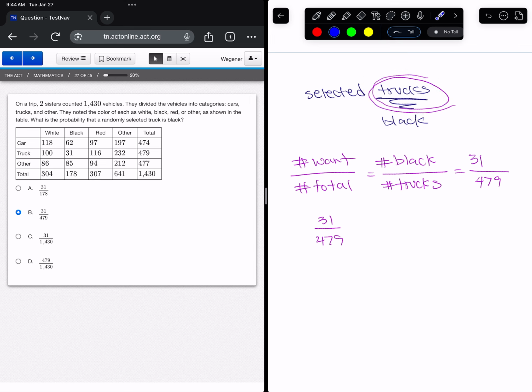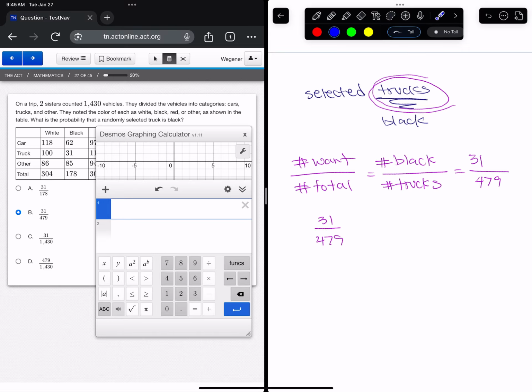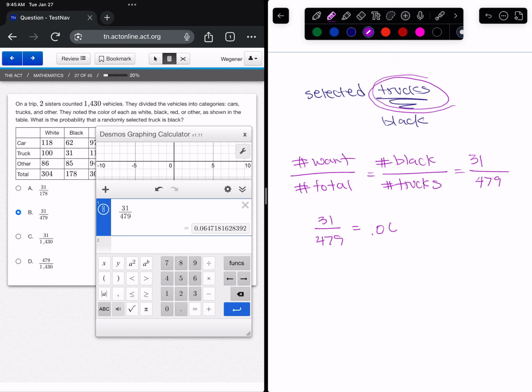Now, it might say total, but in this specific situation, it's just trucks, and they want to know how many of those trucks are black. Something to take note about probability: your probability cannot be over 100%. So if I were to put this fraction 31 over 479, it will definitely not be over 100%, because if it was, it's wrong. Probability can only be 100% or lower. So in this case, it's 0.0647, which is about 6.47%.